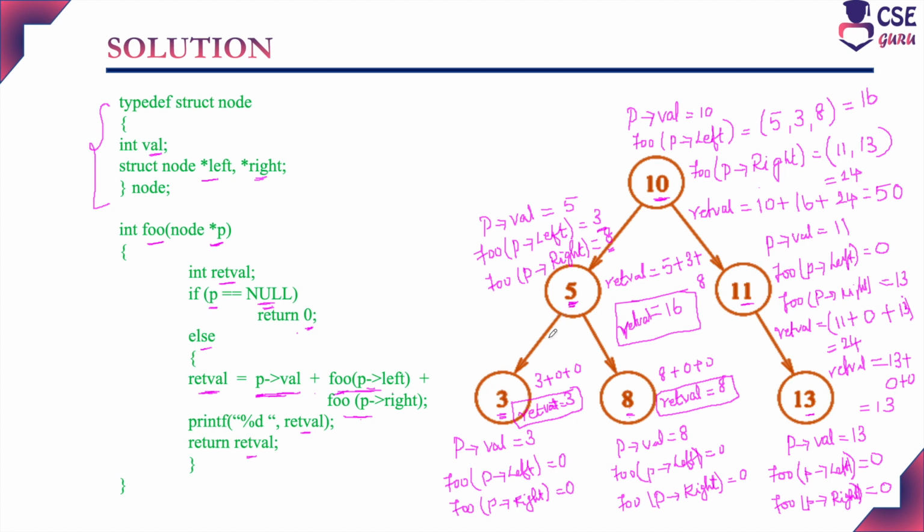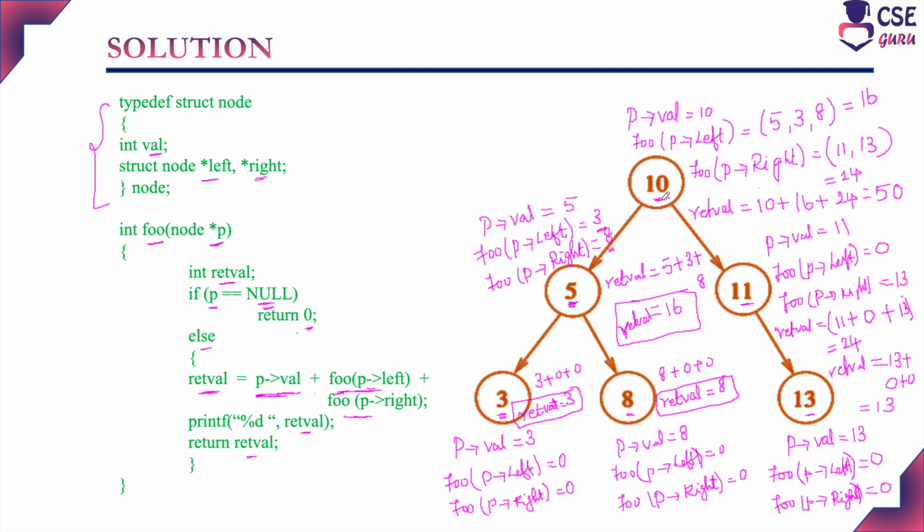Then foo of left of 5 is 3. And first return value it will find here is foo of left, that is 3. Then it will find P of right, its return value was 8. After finding P of left and P of right, it will move towards root node 5, and its return value is 16. So first it will print 3, next it will print 8, and next it will print 16. Then it will go to the root node 10.